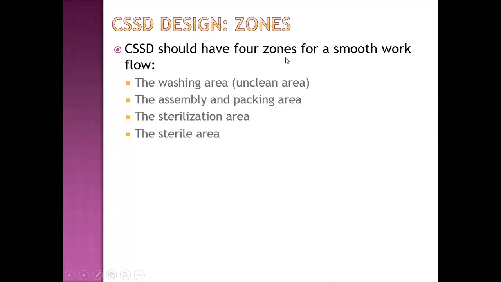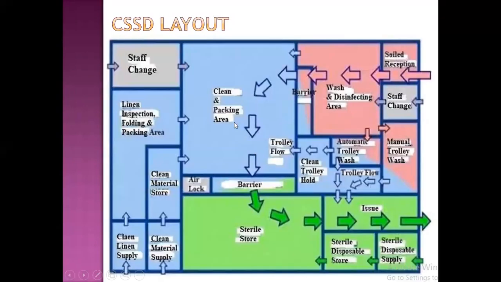CSSD should have 4 zones, that is washing area or unclean area, assembly and packaging area, sterilization area, and a sterile area. This is the CSSD layout I have taken from internet resource. There is a unidirectional flow from reception to washing to packaging to sterilization and sterile store to issue. So this is a trolley flow, and this is for linen if the resources are used for linen also.